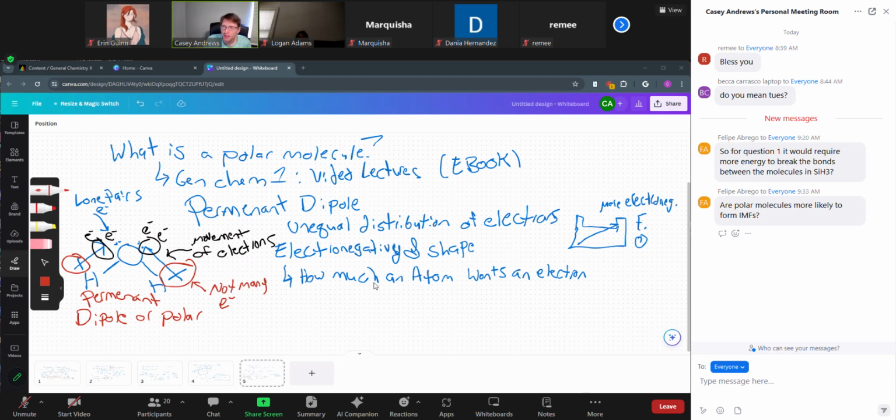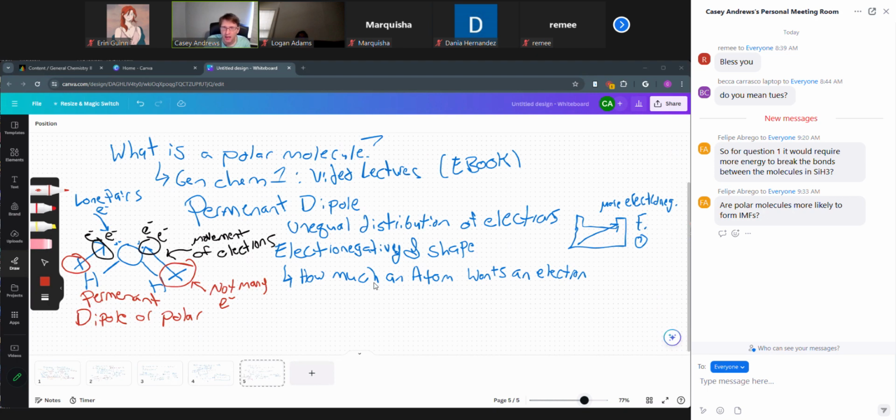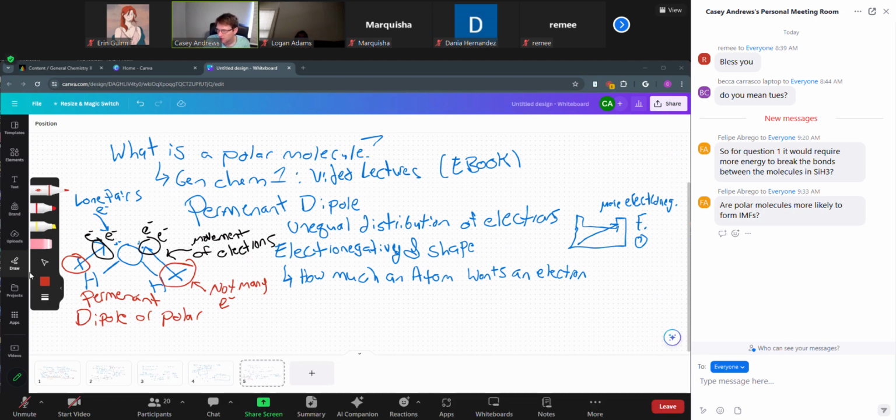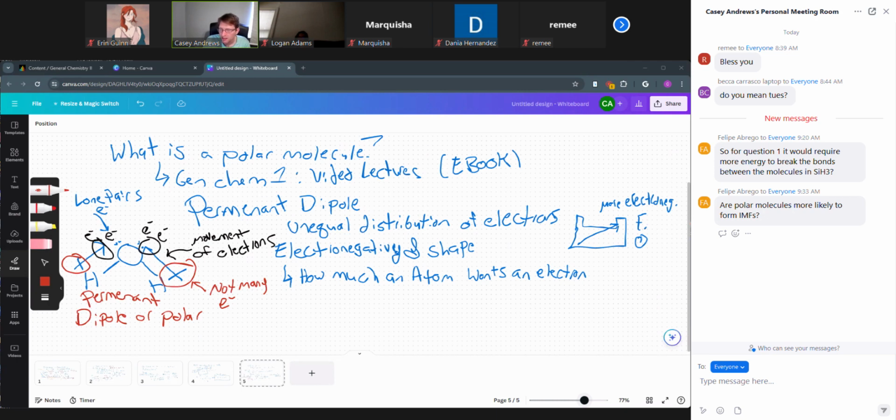Are polar molecules more likely to form IMFs? Every molecule has IMFs. The correct way to say it is that polar molecules have stronger intermolecular forces. They have dipole-dipole, which is kind of going back to the topic we're talking about before I get that aside.